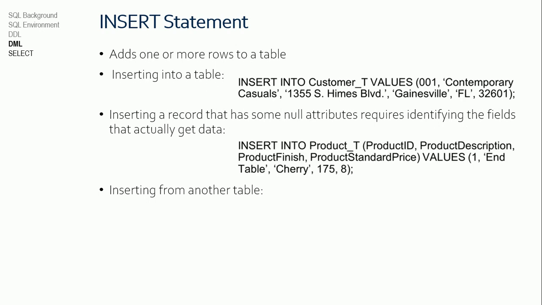Now, if we didn't know the order of the columns, or if we didn't want to insert something into all of the columns, we can list the columns we want to insert a value into, and then what those values are. Here we listed product ID, product description, finish, and standard price. Any columns we did not list are simply going to be left null in the database. They're going to have nothing. And later on, we can certainly add values into those columns with update statements.